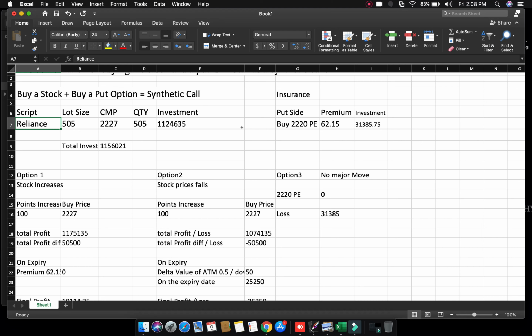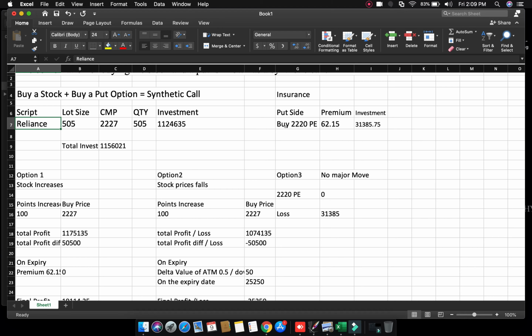So now you buy the script because you think that the market is going to go up, but there is a risk that anytime the market may fall, or you think that there may be bad news coming in the future that will make the price fall. To secure that, what you can do is buy a put side.